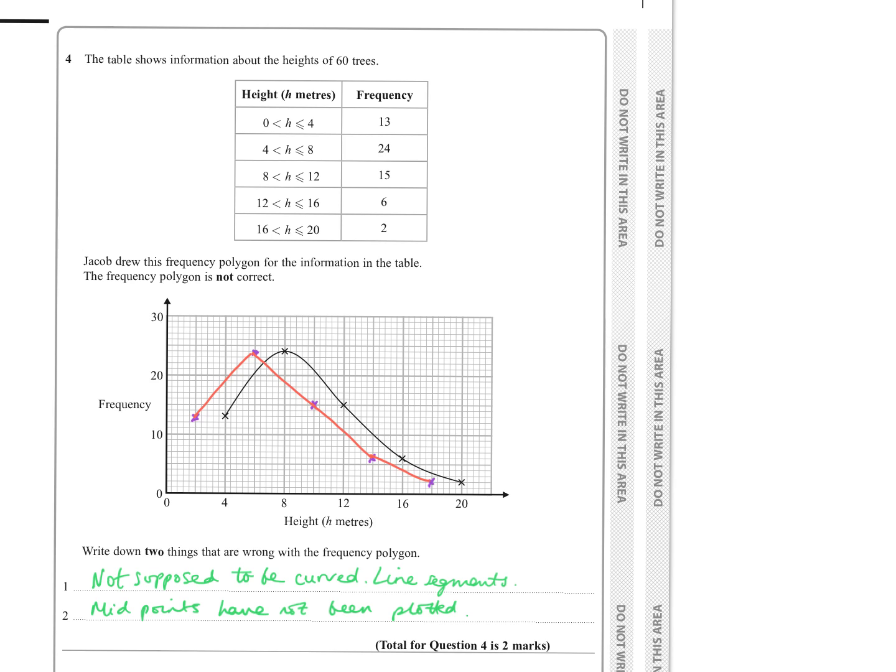Question 4. We have to identify 2 things that are not correct with this frequency polygon. Well, the first thing is that it's not supposed to be curved, it's supposed to have straight edges, like line segments, like a polygon. And secondly, the midpoints have not been plotted, so we're supposed to go between 0 and 4, which is halfway, and then plot 13, and then here halfway between 4 and 8, and then plot 24, and so on. So there's the 2 areas that are incorrect, and I've drawn the correct diagram.